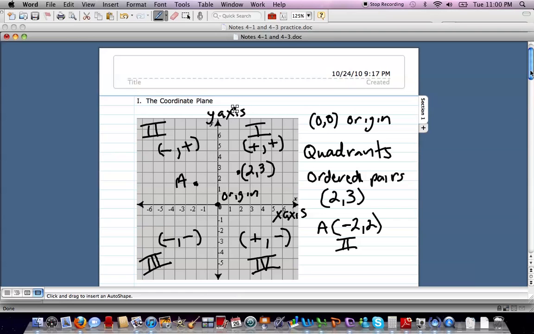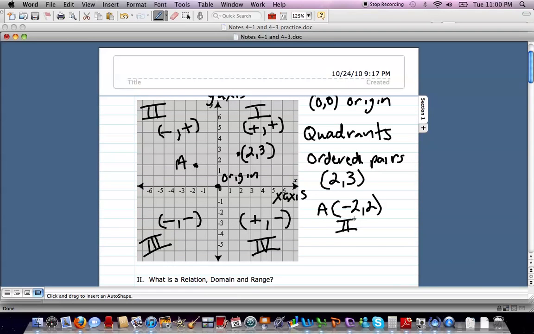I might also ask you on your homework to graph point B. And B, the coordinates are negative 2, negative 4. And I'll ask you to graph it and then tell me what quadrant it is in. So negative 2 is negative 2. 1, 2, 3, 4. Negative 2, negative 4 is right there. And it is in quadrant 3.